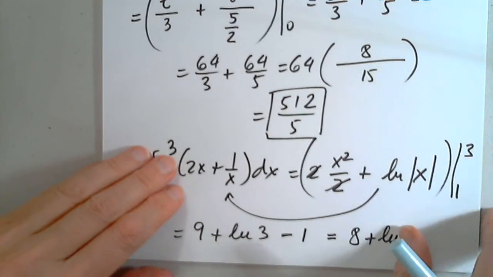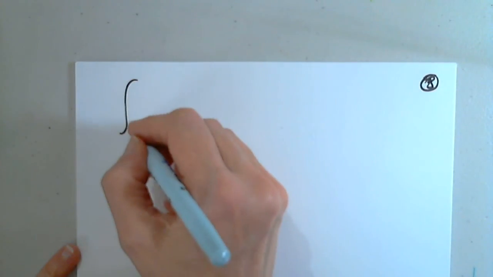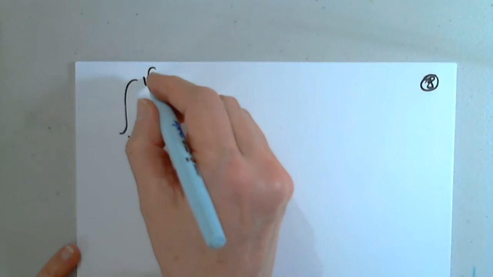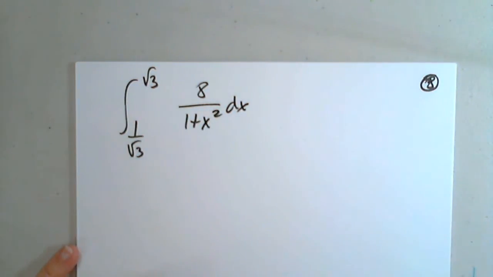Yeah, let's look at 49. Good. In 49, we have the integral from 1 over the square root of 3 to the square root of 3 of 8 over 1 plus x squared dx. Perfect. Awesome.